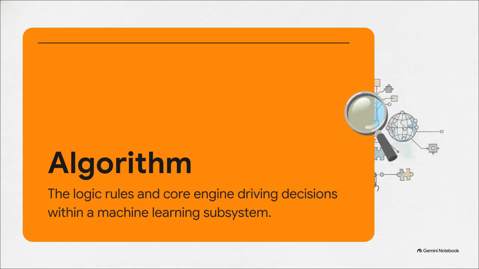Now, running right inside that AI operating system, we have the algorithm. You can think of the algorithm as the core engine powering the logic rules that actually drive the decisions. Whether that's a decision tree using rule-based branching, or maybe linear regression predicting continuous values, the algorithm is essentially the underlying mechanical engine calculating your outcomes.